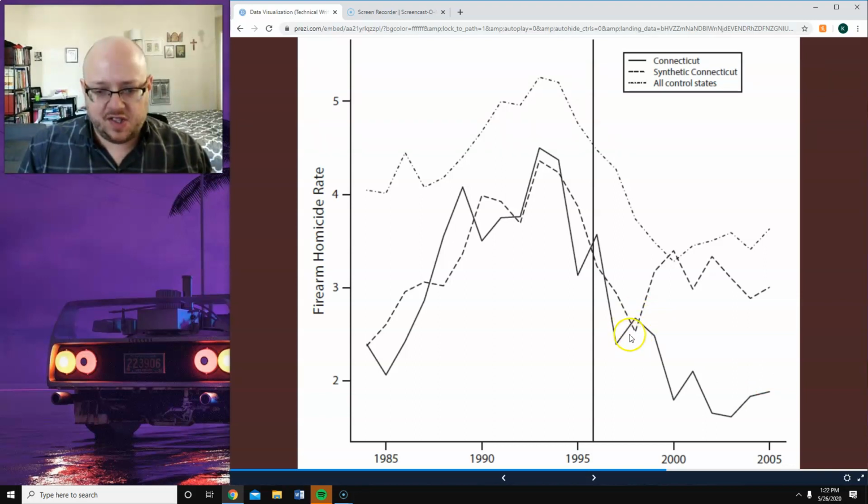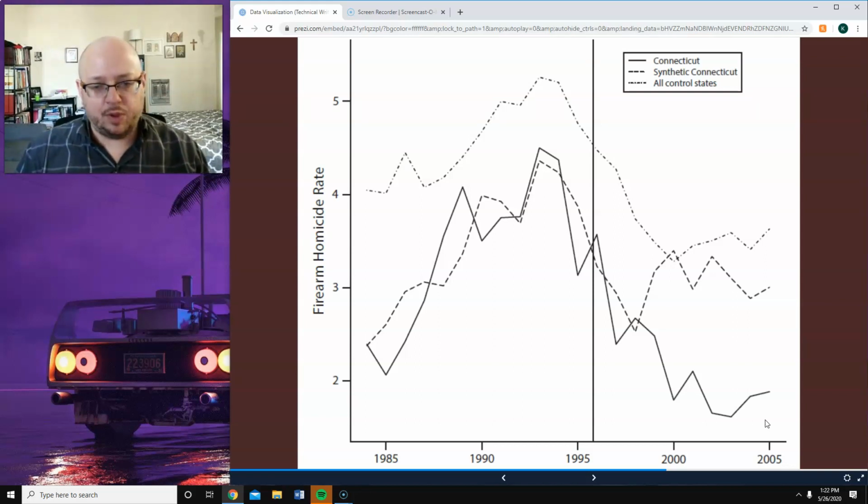There's a divergence right here in the mid-90s, shortly after the law was put into place. In the synthetic Connecticut, their gun rates went upwards, while the normal Connecticut went downwards. So obviously the argument here is that the law had some sort of effect. Now this graph here is really boring and very visually unappealing, and that's partially perhaps because of the limitations of the journal.